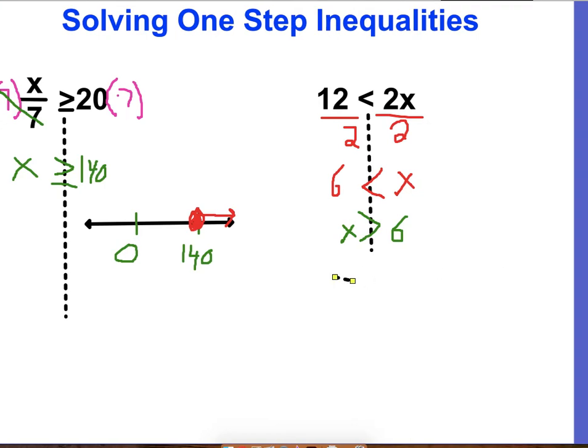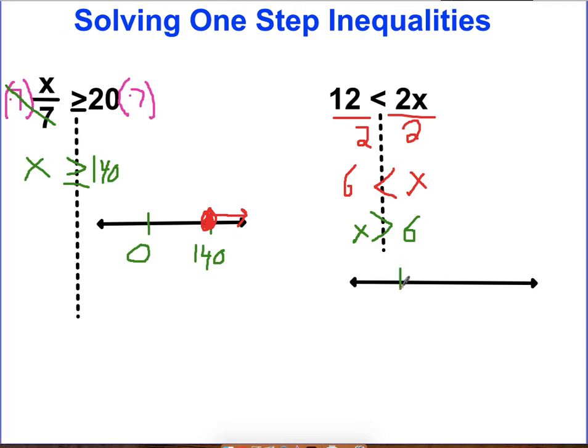Let's go and plot that. So I'm going to say here's 0. 6 is greater than 0, so over here. And I'll put a circle around 6. And greater than will go to the right. Since it's just greater than, it's not greater than or equal to, we leave that as an open circle.